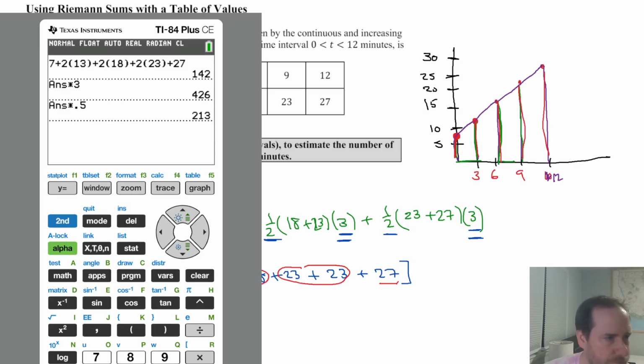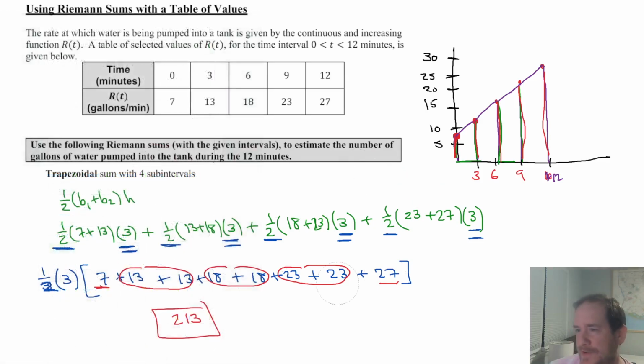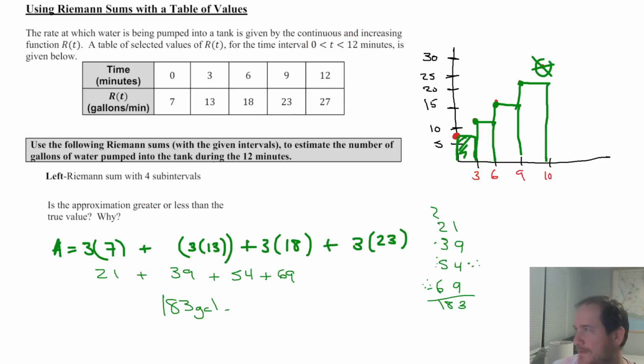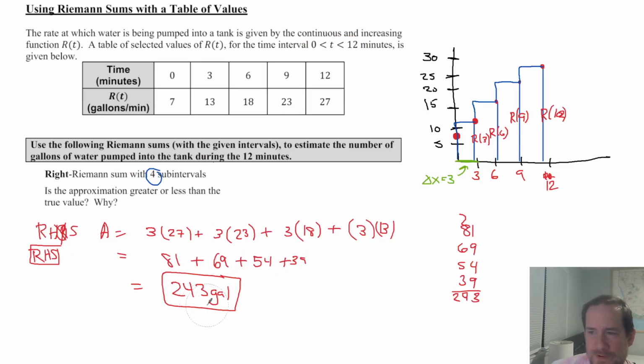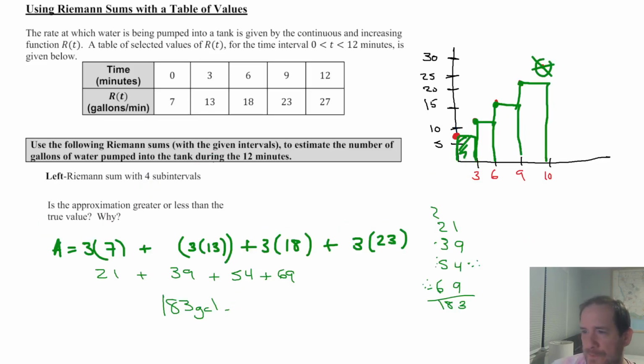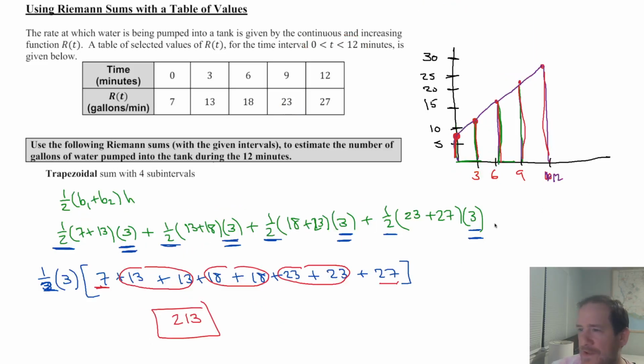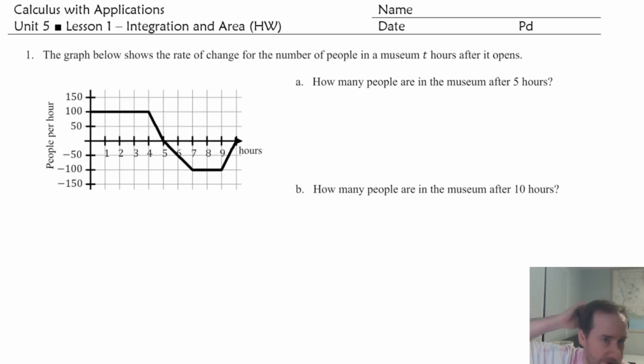Anyway, if we're getting 213 for the trapezoidal, 216 for the midpoint, and for the left and right we had 183 and 243. So yeah, this feels good. 183 and 243, meaning midpoint should be somewhere between those, and it is. And the trapezoidal approximation should be somewhere between those, and it is. So that's good. Hopefully you understood this process of getting these approximations from a table of values. But let's move into the homework now, and this should now start to go a lot faster.